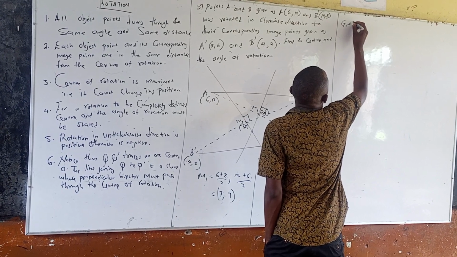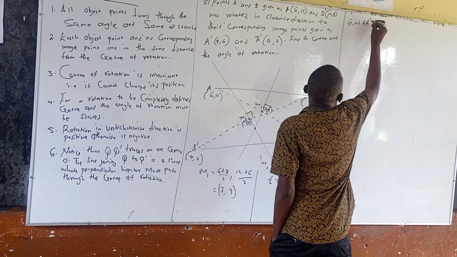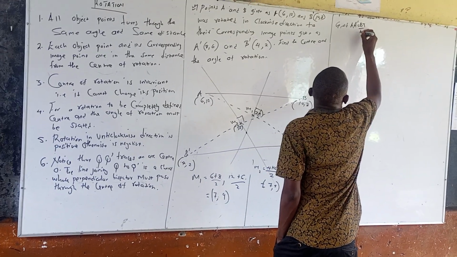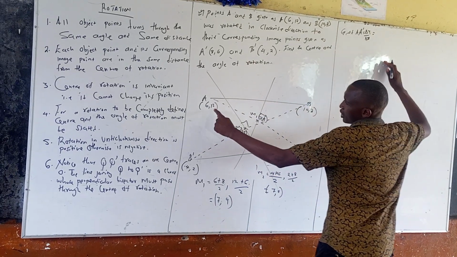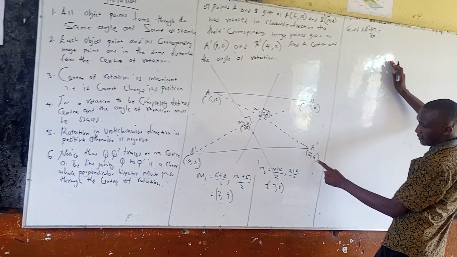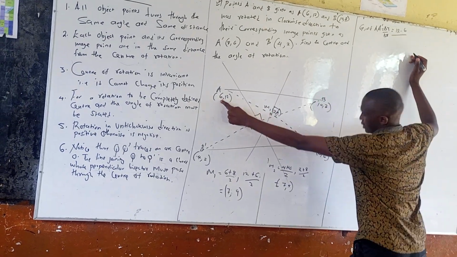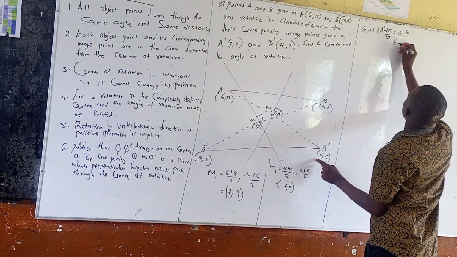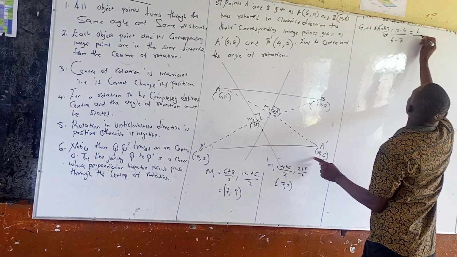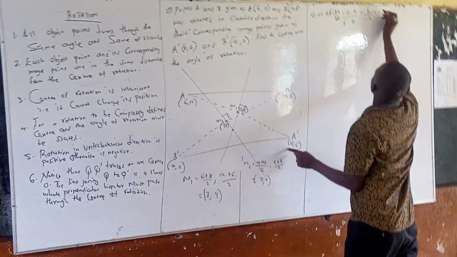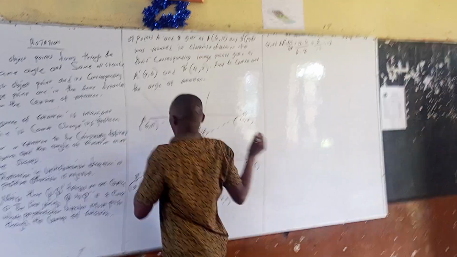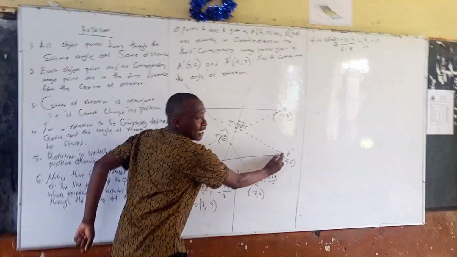G of A image will be change in y over change in x. In this case, 12 minus 6 over change in x, 6 minus what? Which is 6 over, which is negative 3. So the gradient of line A image is negative 3.